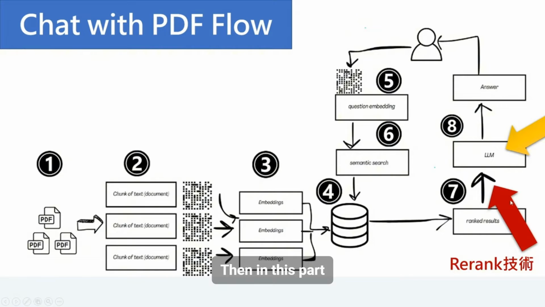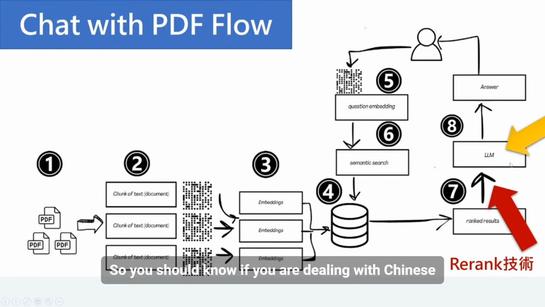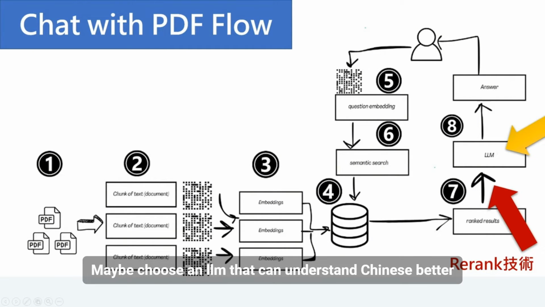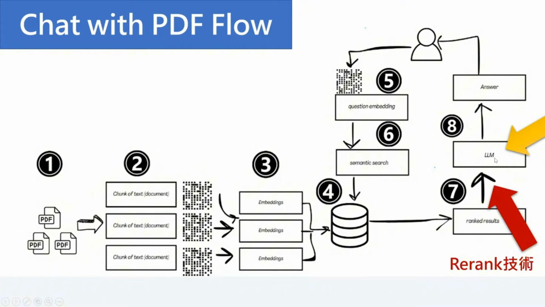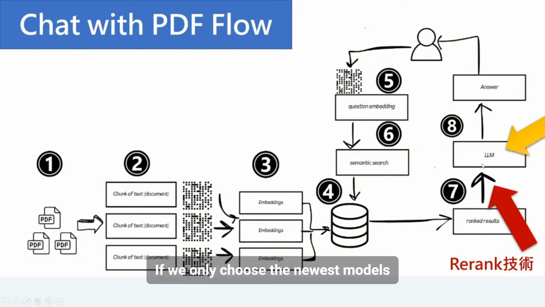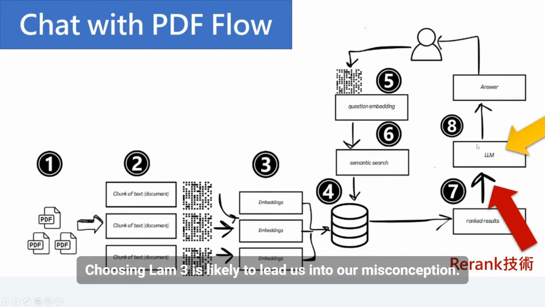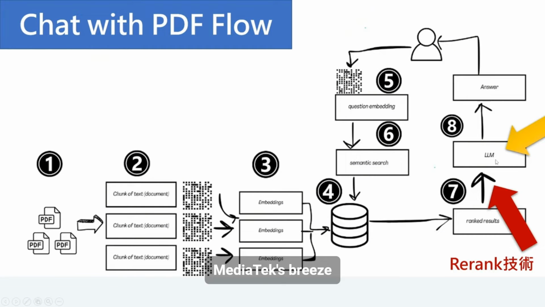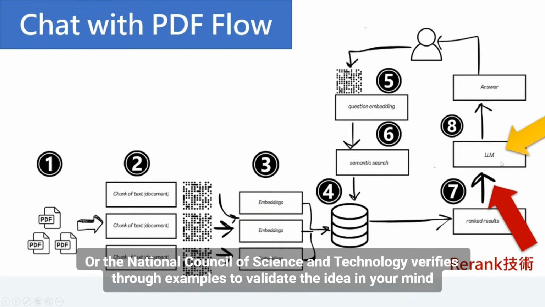Then in this part, we need to have an understanding. If you are dealing with Chinese, we should have a cognition in our hearts. Maybe this is not about picking the newest LLM. Maybe choose an LLM that can understand Chinese better. This is more important. If we only choose the newest models, just like this time choosing Llama3, it is likely to lead us into a misconception. On the contrary, everyone can try different models, for example, the Chinese-tuned Breeze from MediaTek, or the National Science and Technology Council's model, and verify through examples to validate the idea in your mind.